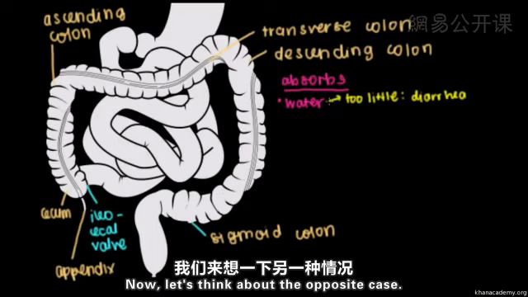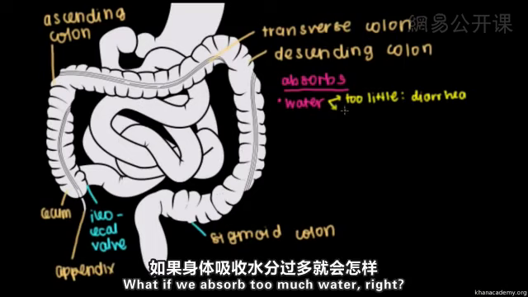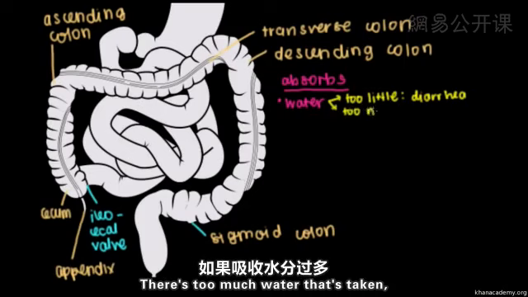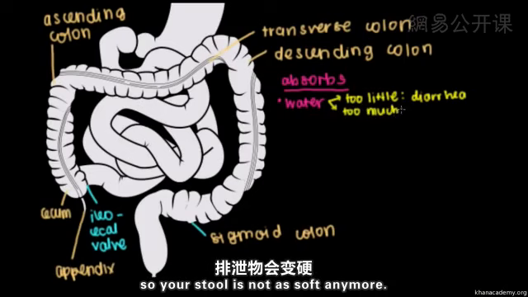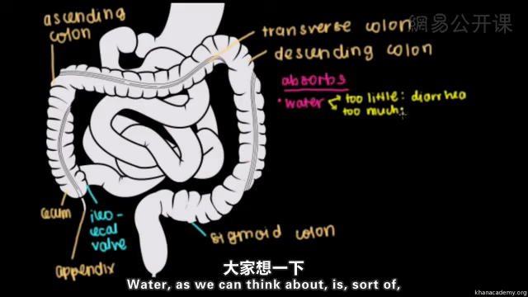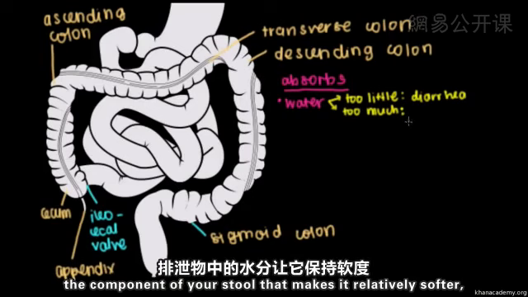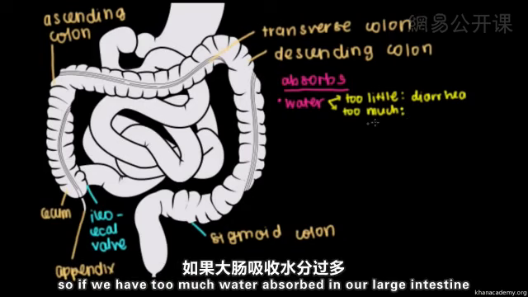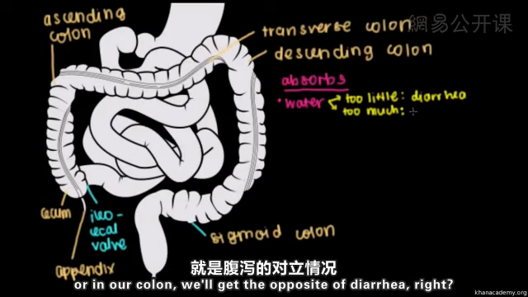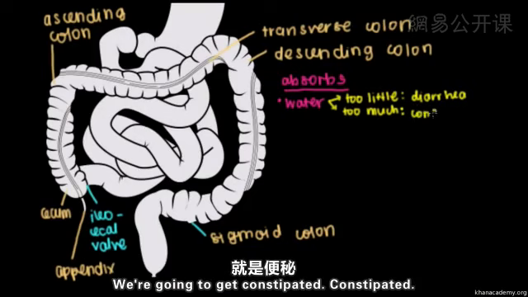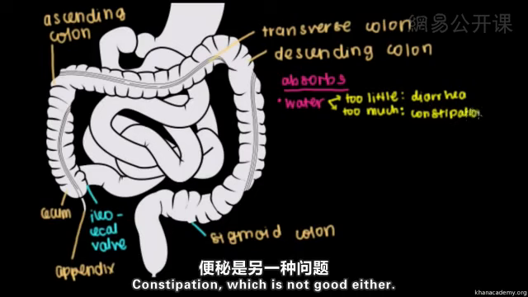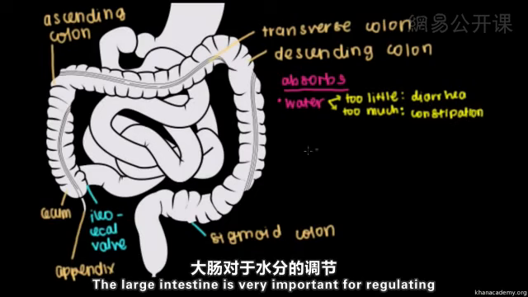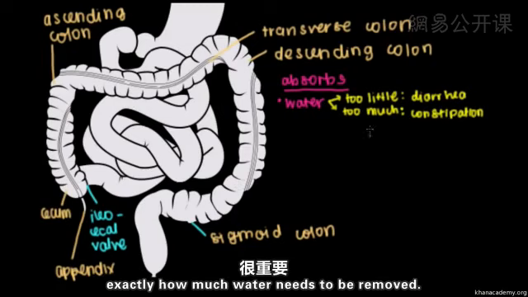Now let's think about the opposite case. What if we absorb too much water, right? There's too much water that's taken, so your stool is not as soft anymore. Water, as we can think about, is sort of the component of your stool that makes it relatively softer. So if we have too much water absorbed in our large intestine or in our colon, we'll get the opposite of diarrhea, right? So we're going to get constipation, which is not good either. And so the large intestine is very important for regulating exactly how much water needs to be removed.